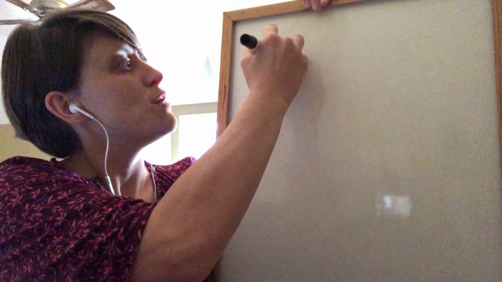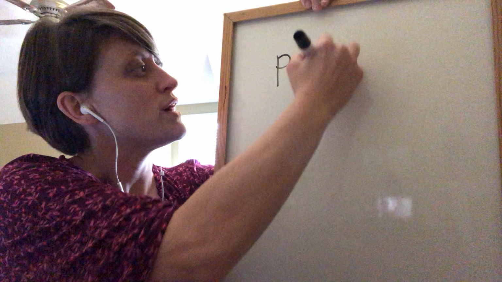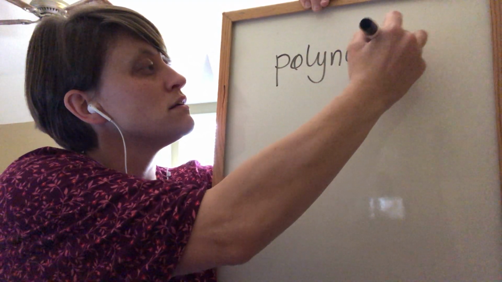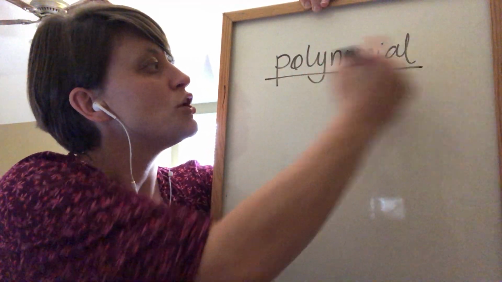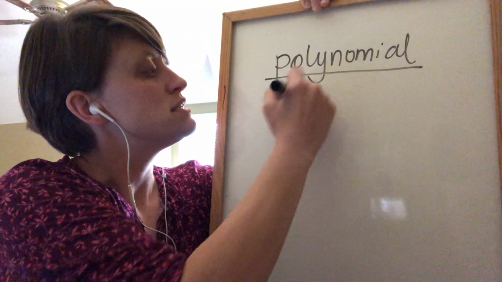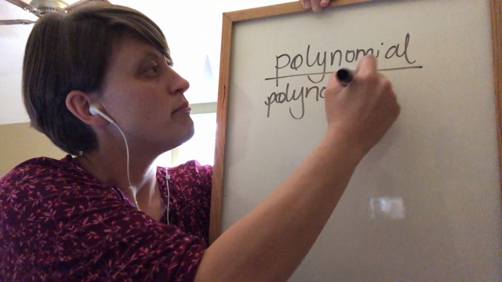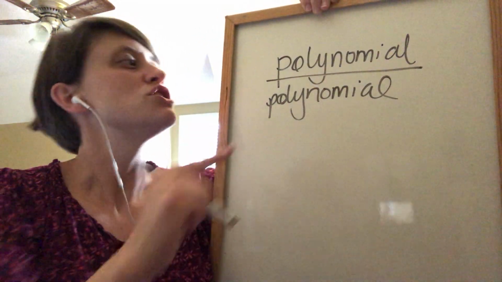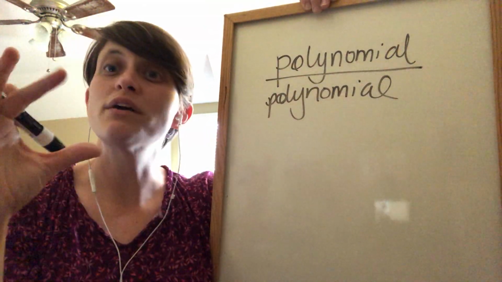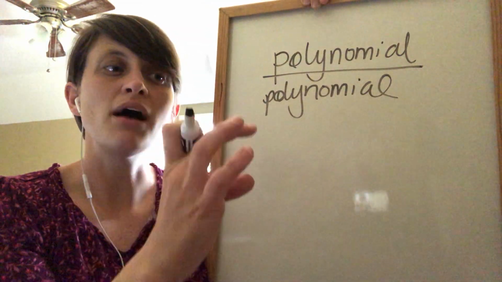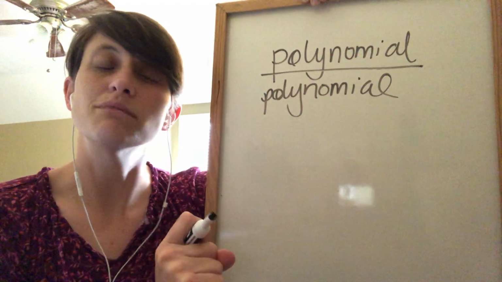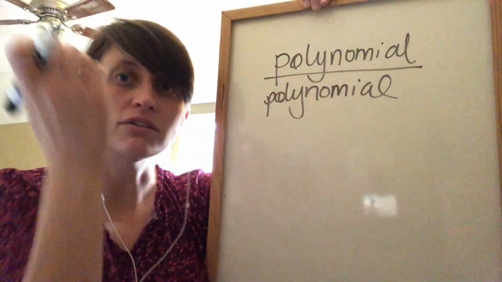So first, a rational expression is an expression that looks like a polynomial divided by a polynomial. So whenever we see an expression like this, where it's like a big fraction that has a polynomial on top and a polynomial on the bottom, that's called a rational expression.